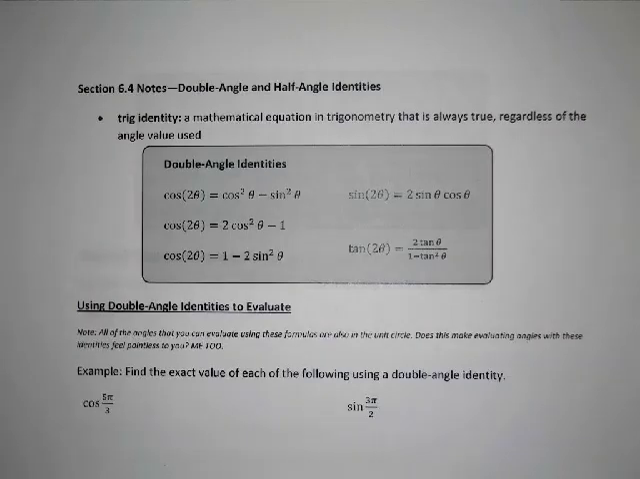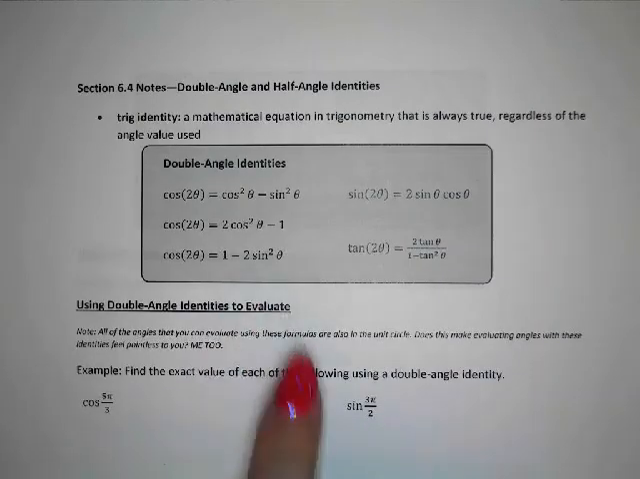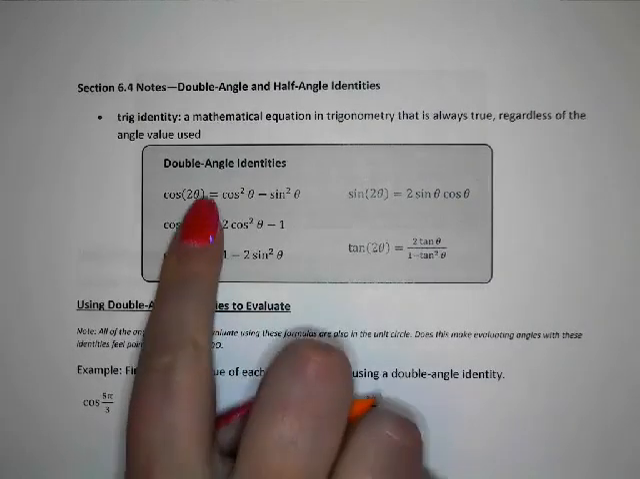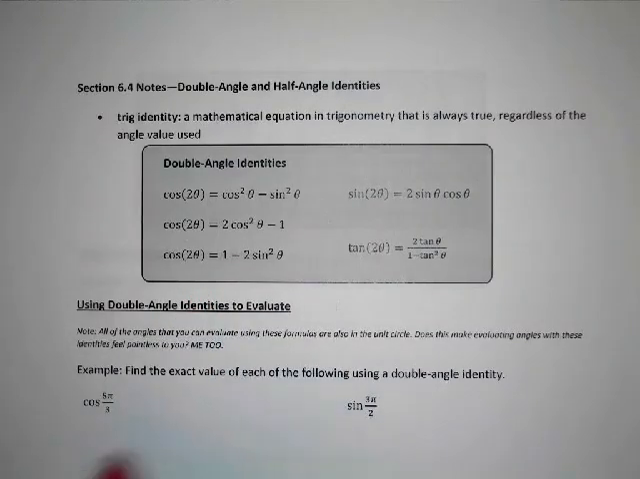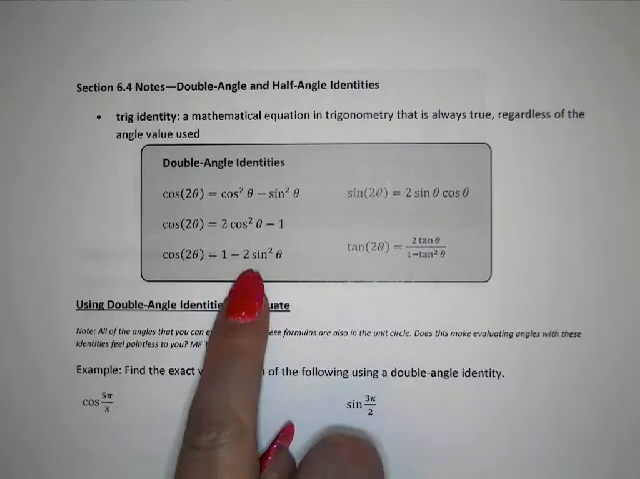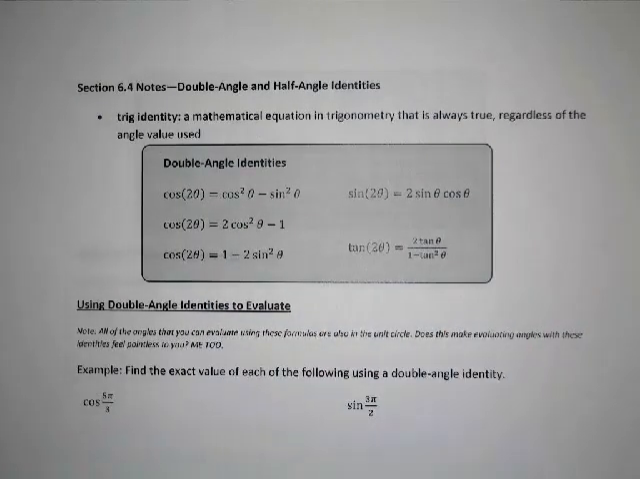This video is on section 6.4 notes, double angle and half angle identities. So I've gone ahead and put the double angle and half angle identities up here for you, but they're also on the trig resource sheet. And you can see that there's three different options for the cos double angle identities. Honestly, with this one, I don't really have a preference. It just comes down to whichever one you kind of enjoy using. And then sine and tangent.